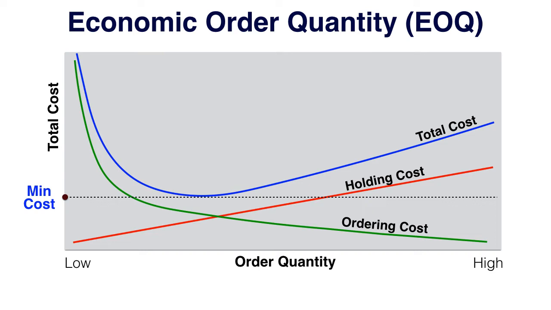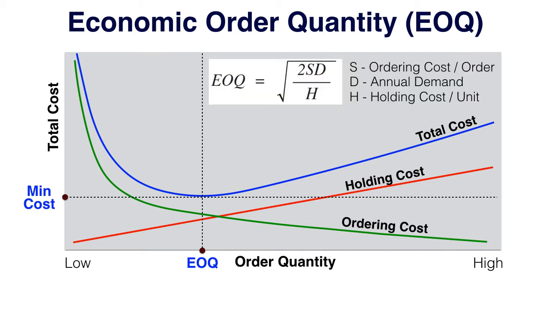The order quantity corresponding to that minimum cost on the blue curve, the total cost curve, is the economic order quantity, EOQ. And that is given by this formula: EOQ equals the square root of 2SD over H.